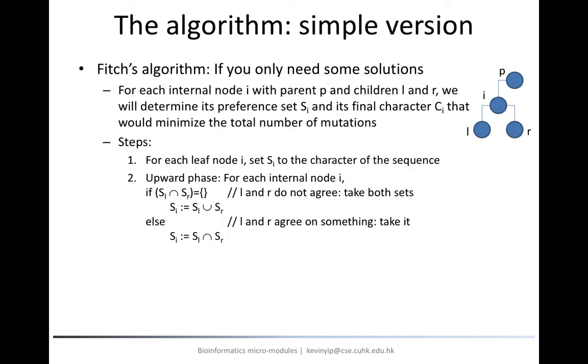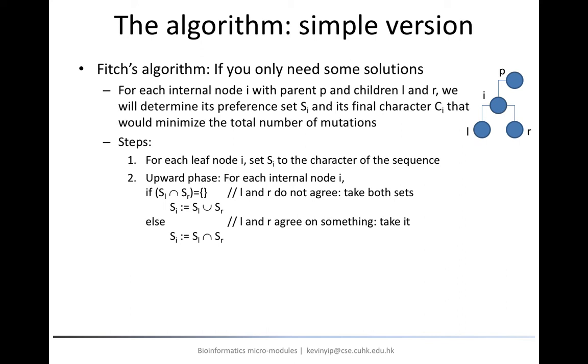These ideas actually form the basis of Fitch's algorithm, which is able to find some optimal solutions, but does not guarantee finding all of them. This algorithm works in two phases, called the upward phase and the downward phase. In the upward phase, every internal node gathers the preferences of its children to form its own preferences. For a leaf node, the preference is the nucleotide at the site of interest in the input sequence.